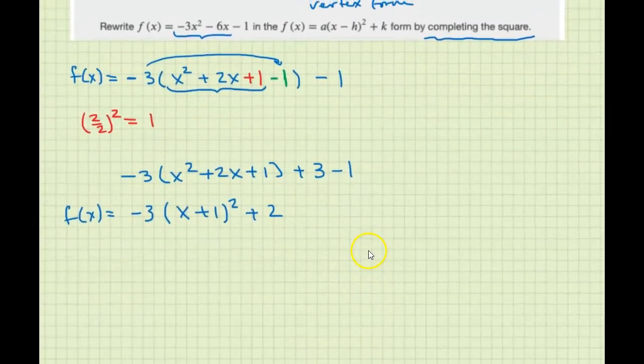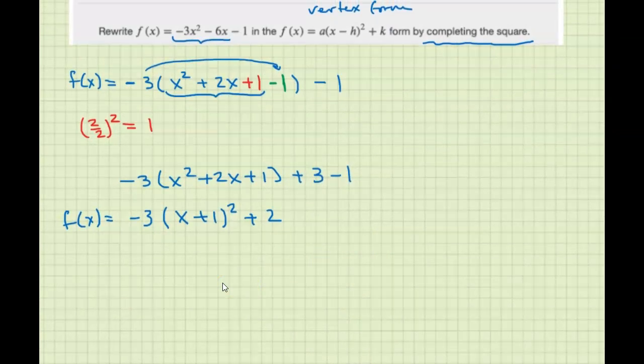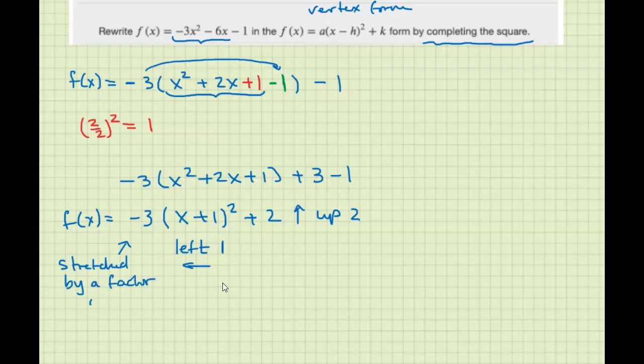All right. So from here, you know the transformations for the function. It's going to move left 1 unit, and it's going to move up 2 units. It's stretched by a factor of 3 vertically, and the minus means that it's upside down. So you basically know stuff about the function.